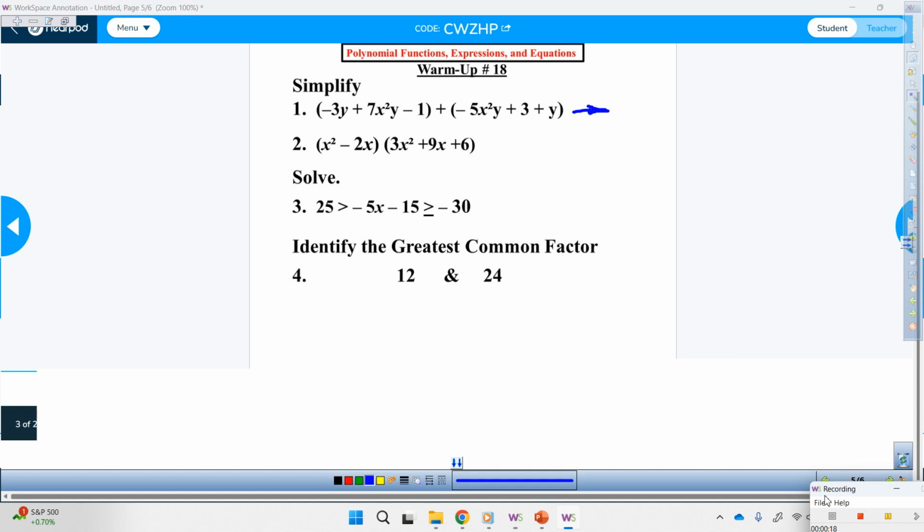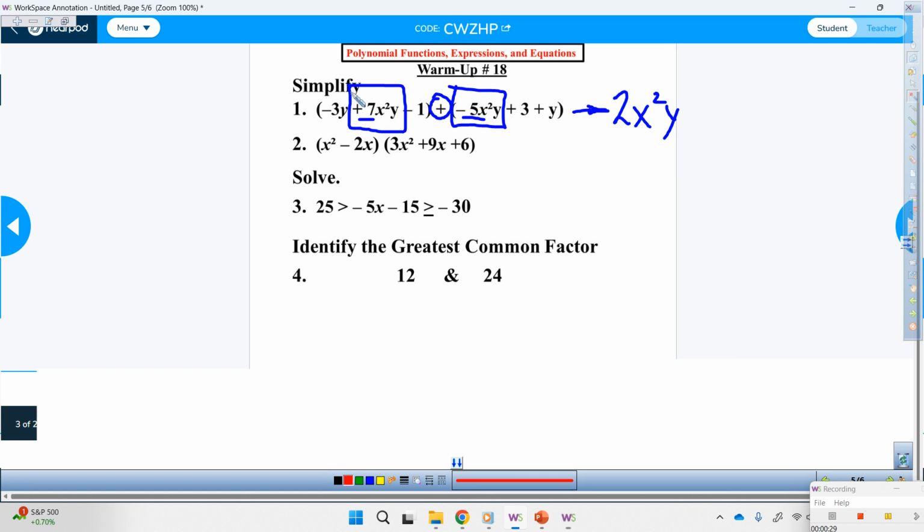Well, like that. Let me record this. All right, Renzo. What do I do? Combine like terms. Why? Because it's addition, so we're going to combine. So let's start with the highest degree. Is there another x squared y? So 7 minus 5. X squared y. So far so good, yes?